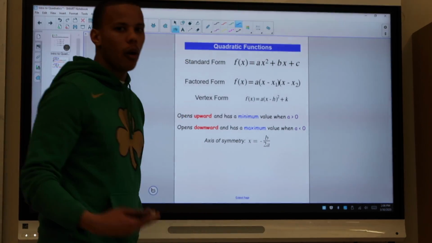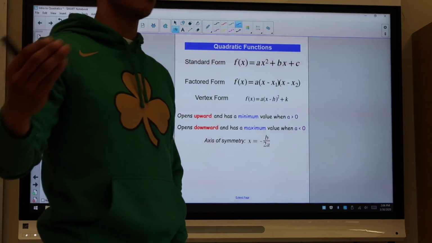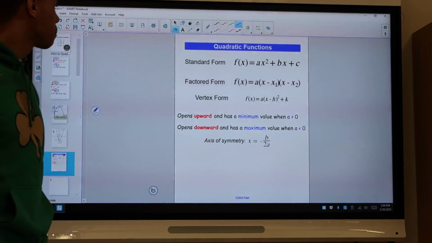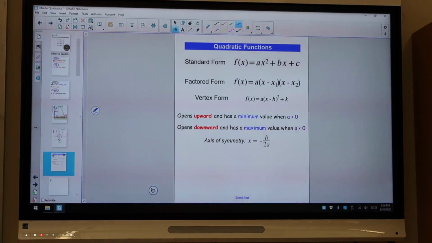Right now, I will give you the axis of symmetry. Moving forward, I'm going to show you how we come up with that. So then again, just pause the video and go ahead and write this down.